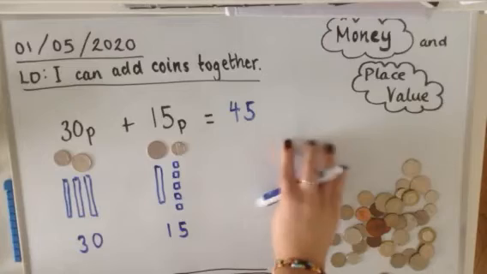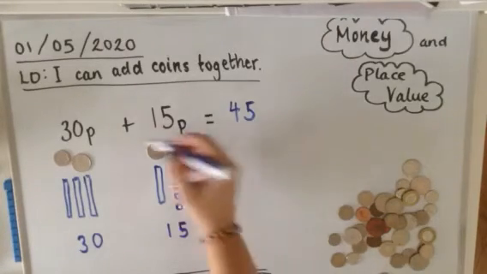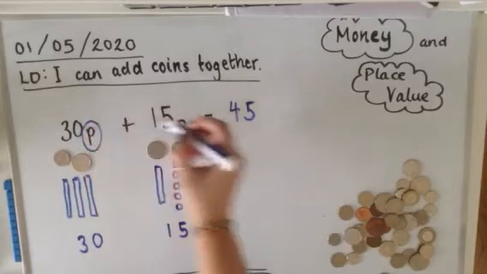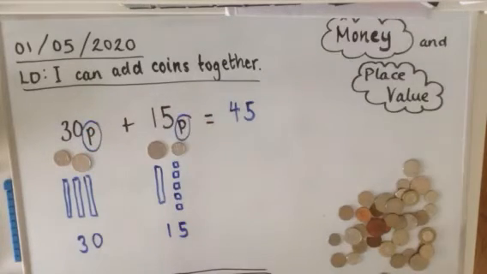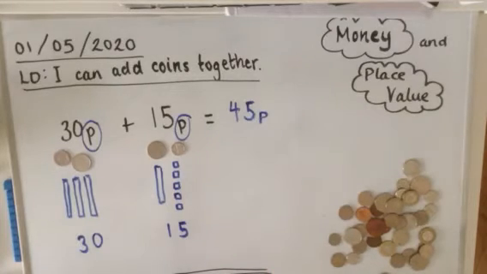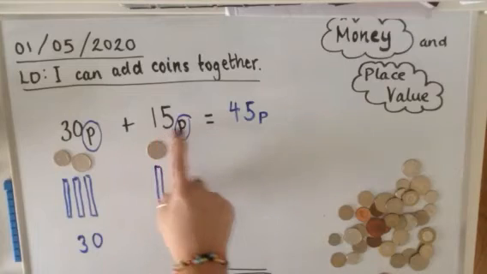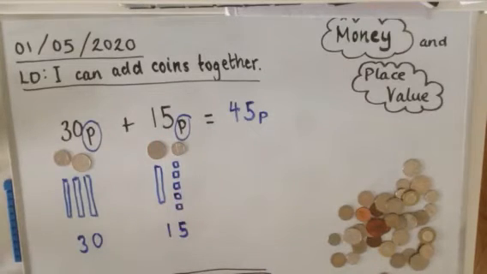Now my answer still isn't quite finished. Although I've worked out how much it is, we always need to remember, because it is money and it is p, it would be 45p. Okay, so 30p plus 15p equals 45p.